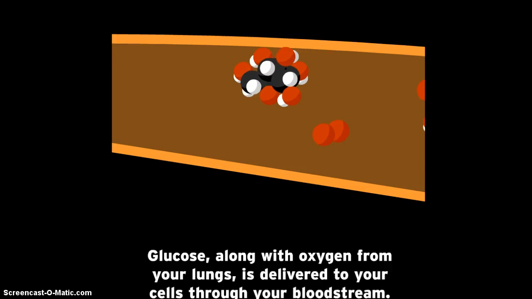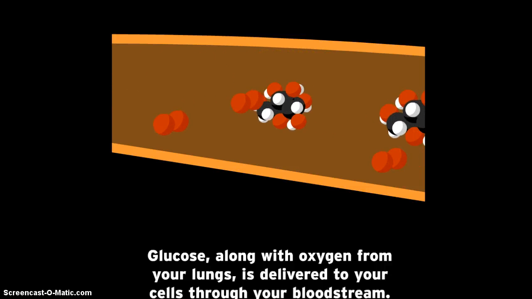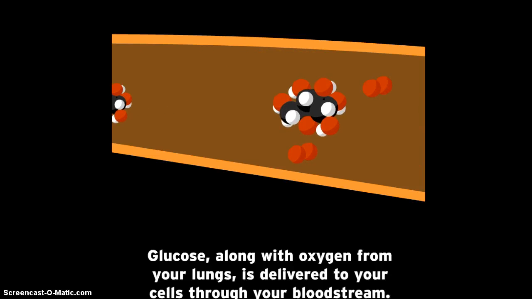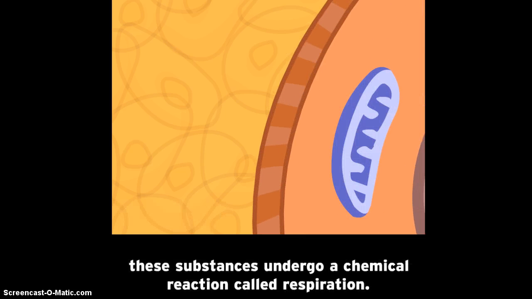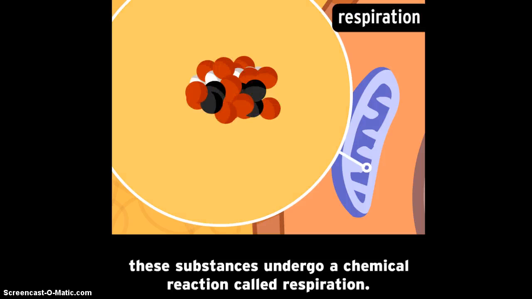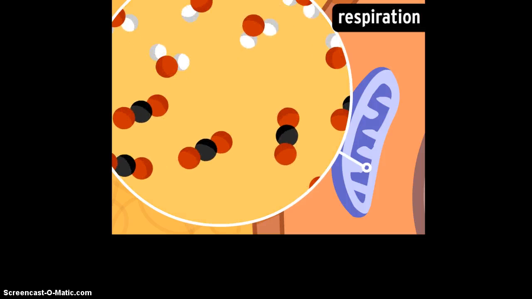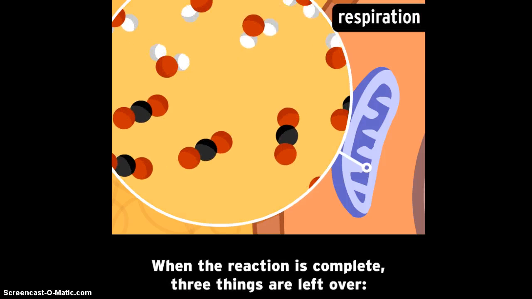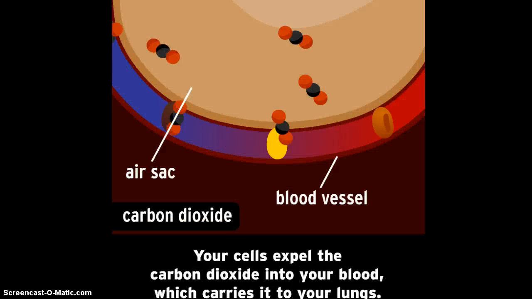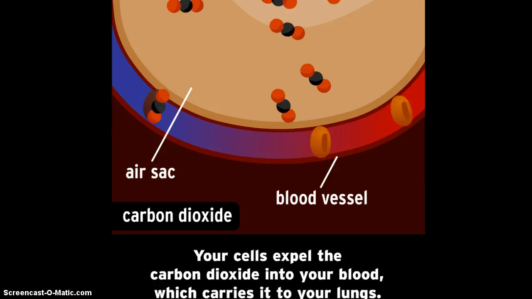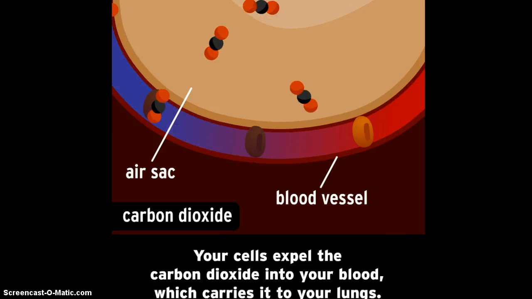Glucose, along with oxygen from your lungs, is delivered to your cells through your bloodstream. Inside tiny cellular structures called mitochondria, these substances undergo a chemical reaction called respiration. When the reaction is complete, three things are left over: an energy-packed molecule called ATP, water, and the waste gas, carbon dioxide. Your cells expel the carbon dioxide into your blood, which carries it to your lungs.